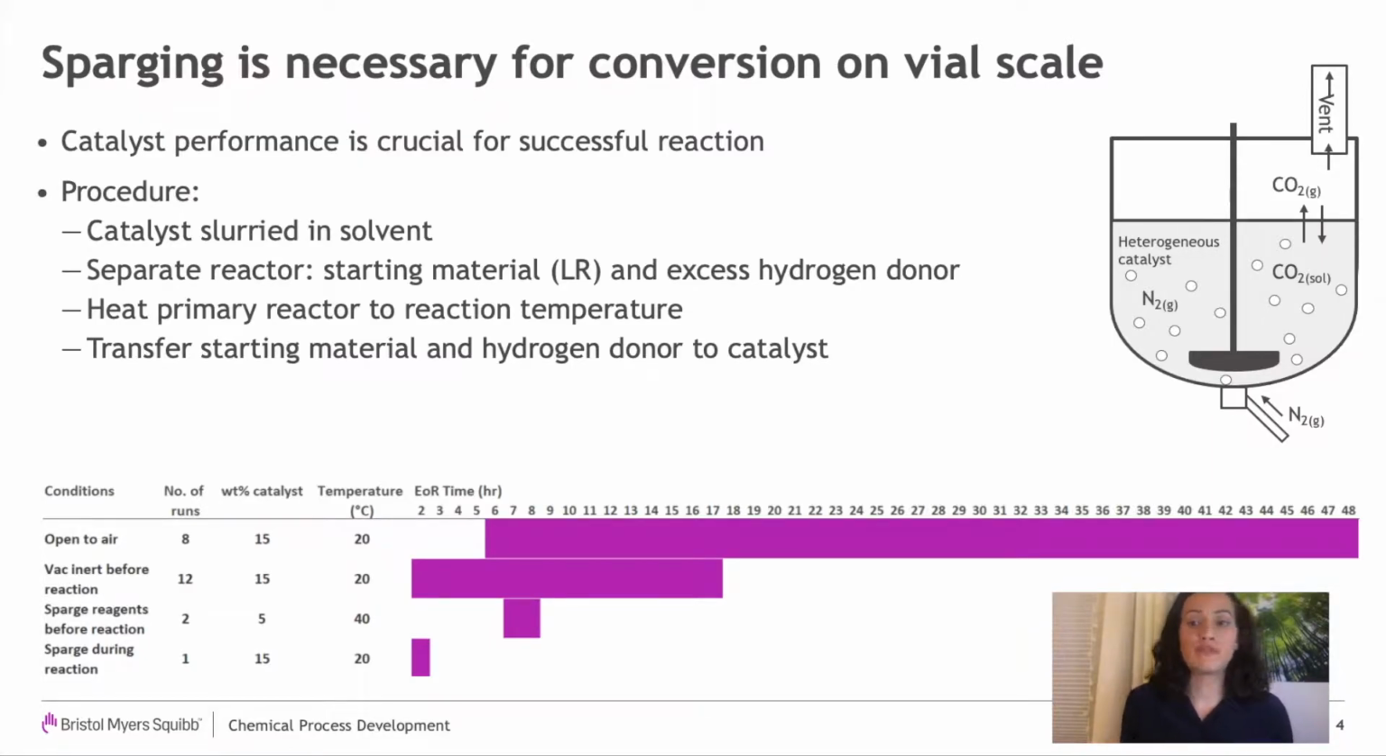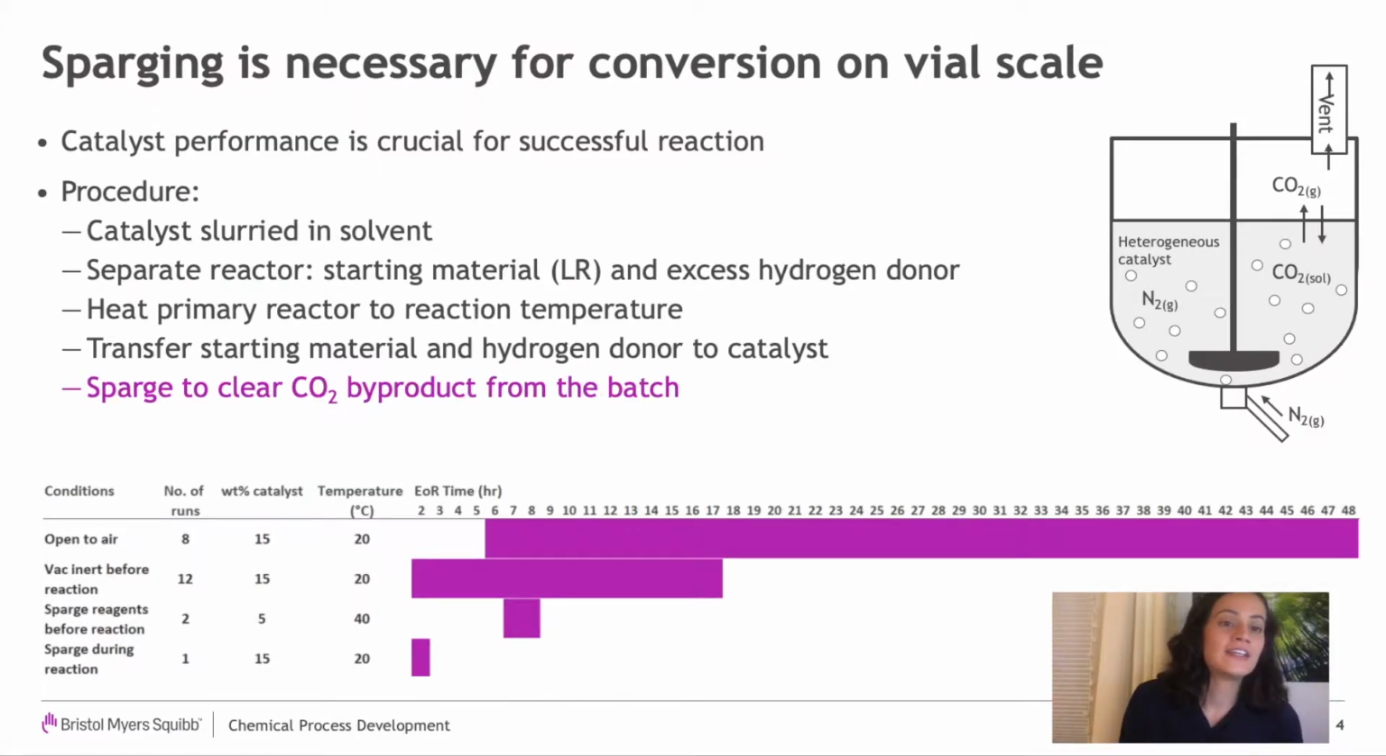Sparging reagents beforehand, similar to the vac inertion, reduces the oxygen available for the side reaction, but it doesn't help in purging the carbon dioxide. So we're still having slower reaction due to carbon dioxide inhibiting the catalyst. And then finally, sparging to clear the carbon dioxide byproduct from the batch definitely helped us out. That really reduced reaction time, so we got end of reaction at 2 hours because we were purging that CO2 successfully.